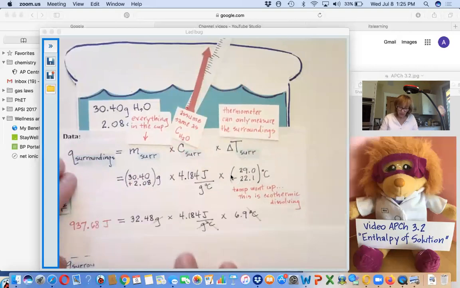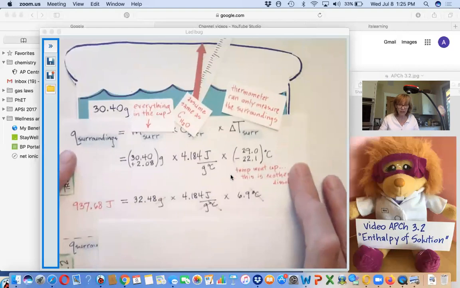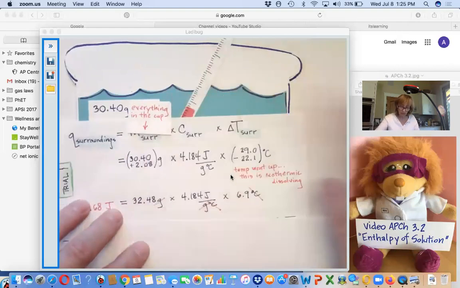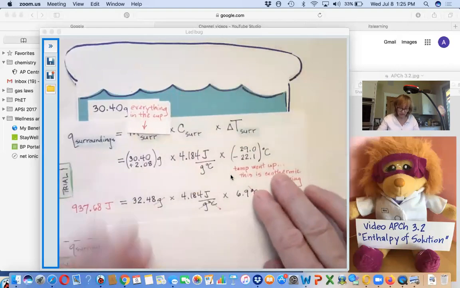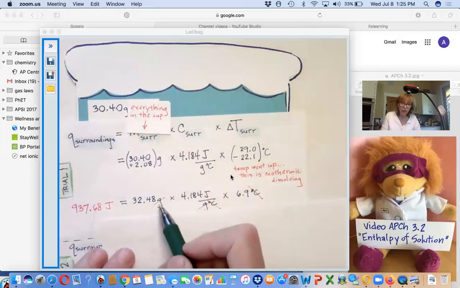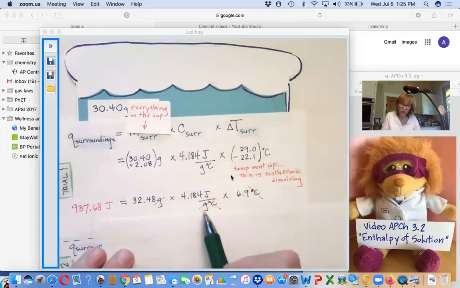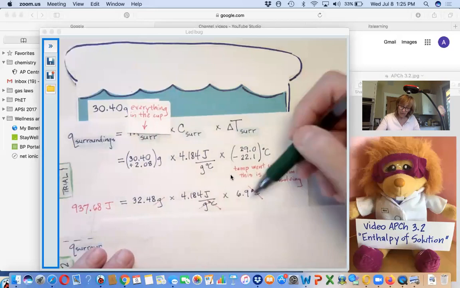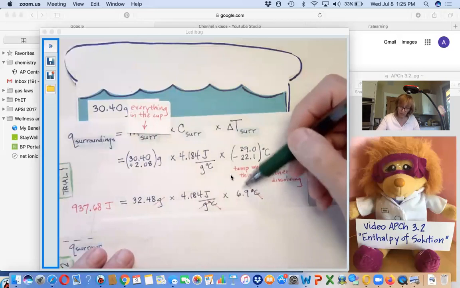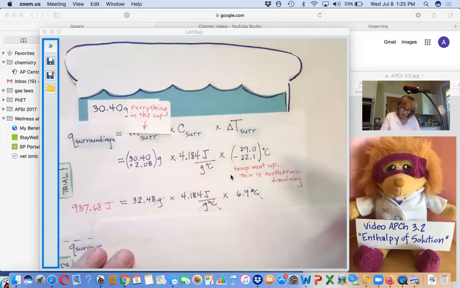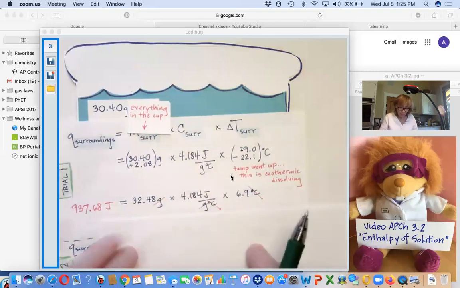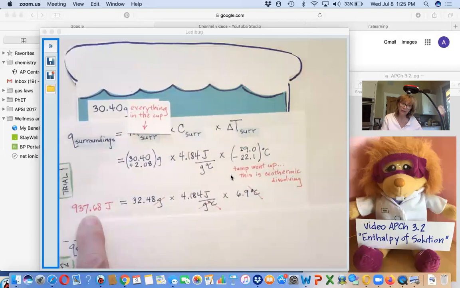So here are the values that we're plugging in. And you see that the grams in our mass recording cancels out, and the degrees Celsius in our change in temperature recording cancels out. And when I multiply through, I get 937.68 joules of heat energy. Joule is a unit for heat.